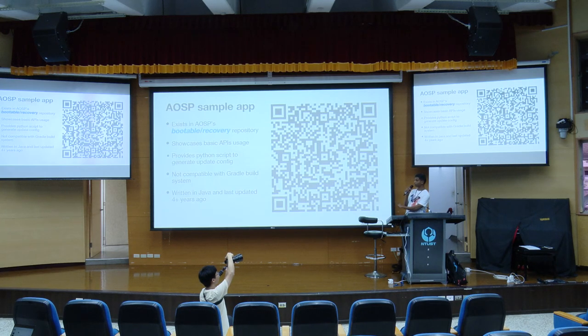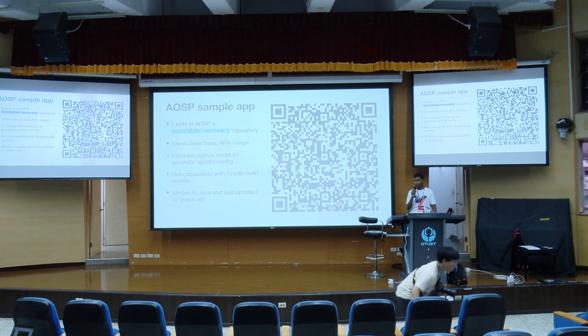Here, if you scan this QR code, you will get the sample updater application from Google on how you can write an updater application. It currently is located in the Android Open Source Project's Bootable Recovery Repository. It showcases how the basic API of Update Engine works.